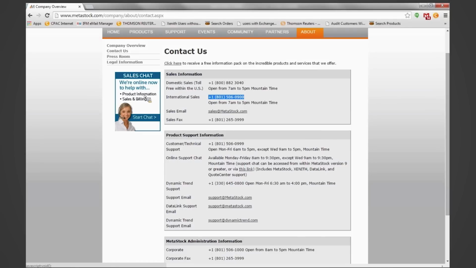What they can do is talk to you about how you're trading, what you're doing, and how you can use Metastock to best fit what you're trying to accomplish. So whether you're new to Metastock, a longtime user looking to upgrade, or you just need some help, contact us and we're here to help you get going in the best way possible.